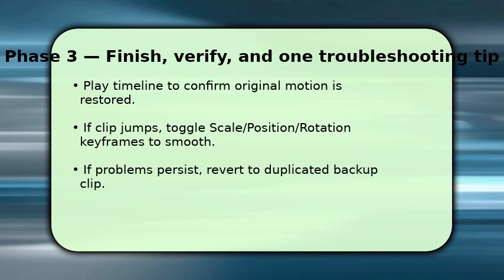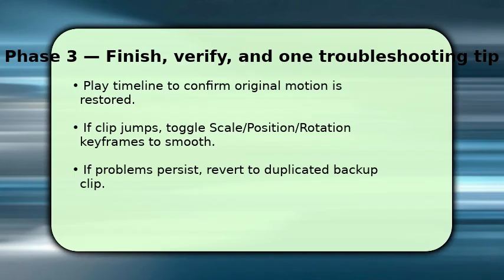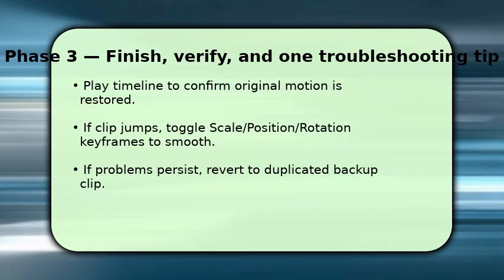Once done, play the timeline and inspect motion to verify the warp stabilization is gone and the clip behaves as expected. If you see sudden jumps or scale changes, check the clip's transform keyframes. Sometimes Warp Stabilizer left stray scale, position, or rotation keyframes.